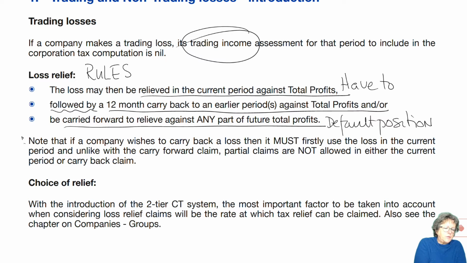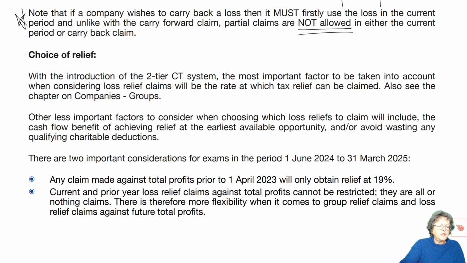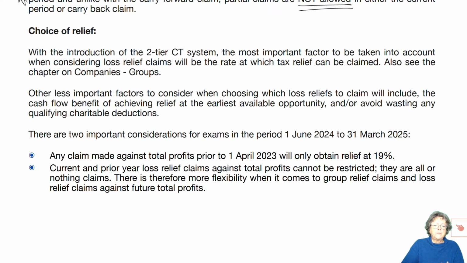And there's a note there, important. If a company wishes to carry back a loss, then it must firstly use the loss in the current period. And unlike within the carry forward claim, partial claims are not allowed in either the current year or the carry back. So, with the introduction of a two-tier CT system, the most important factor to take into account when considering loss relief claims will be the rate at which tax is going to be relieved. Also, groups will become more important again, and there's a chapter on that for you to have a look at.